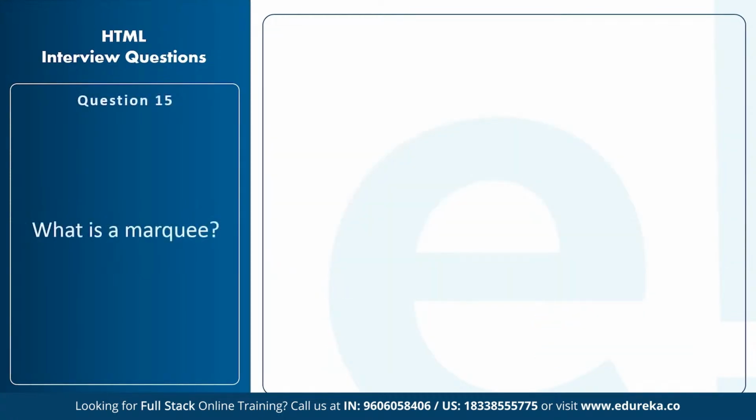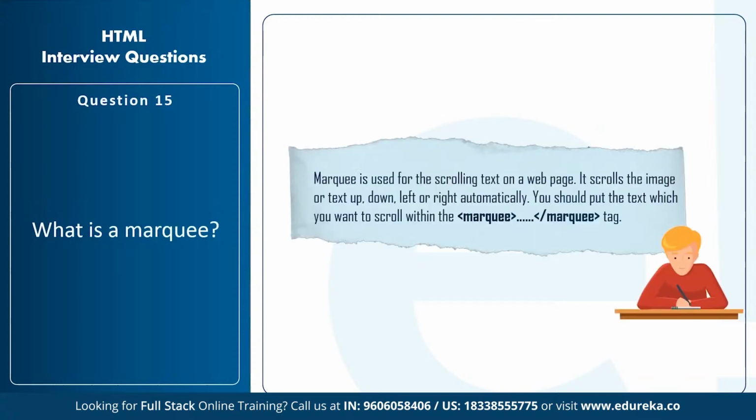Now next up, what is a marquee? Now a marquee is used for scrolling text on a web page. It scrolls the image or text up, down, left or right automatically. So you should just put the text which you want to scroll within the marquee tag. So you just have to use this tag and insert your text inside this particular tag, and also specify if you want to scroll the image or the text in which direction, that is up, down, left or right.